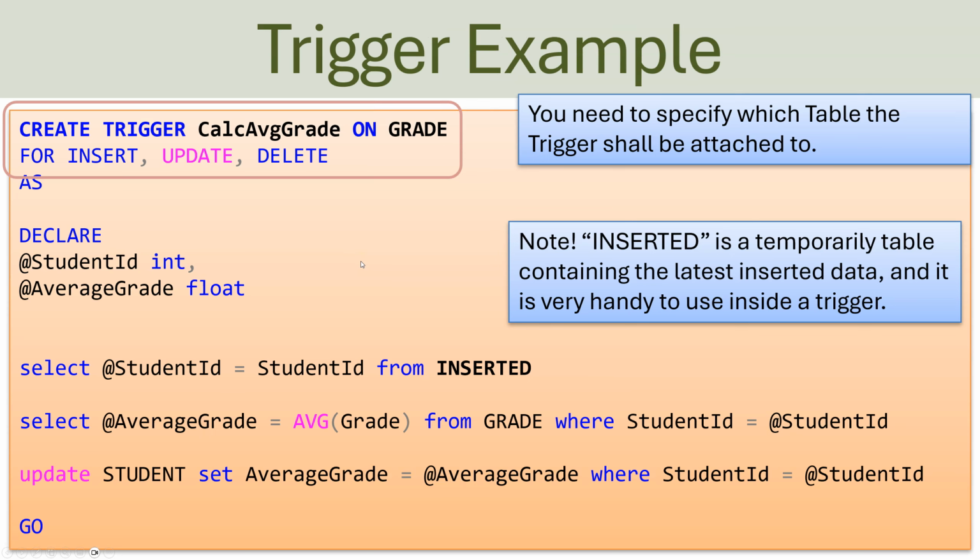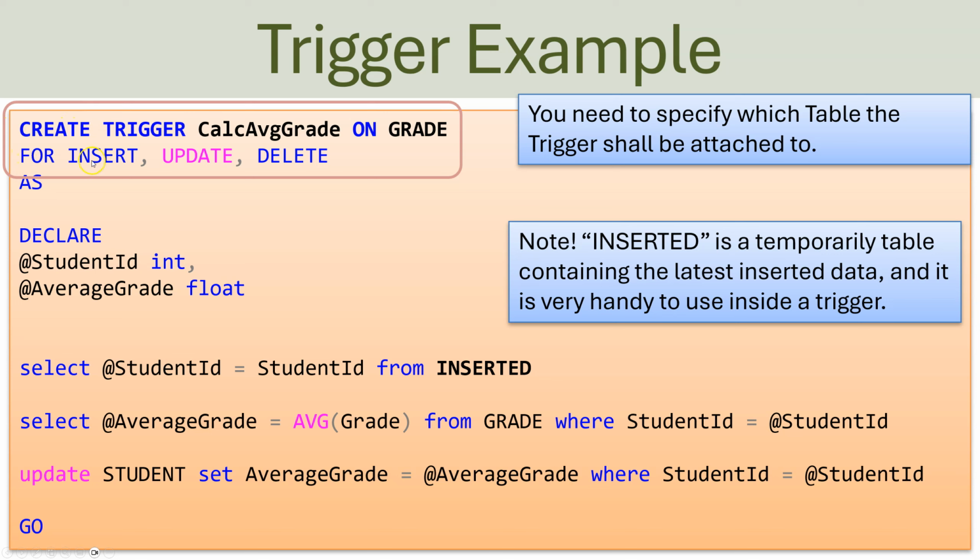So here you see a trigger example. As for views and stored procedures, you need to use CREATE TRIGGER and the name of the trigger, in this case, calc average grade. And then here you need to specify which table it should be attached to. In this case, it should be attached to the grade table. So when you insert data in the grade table, this trigger should be executed.